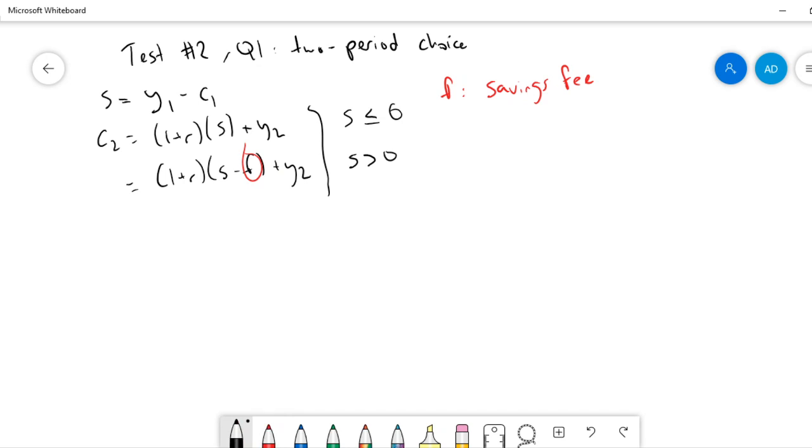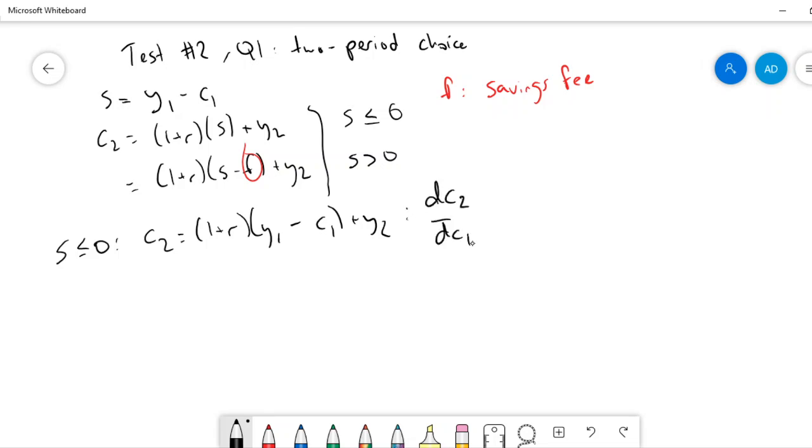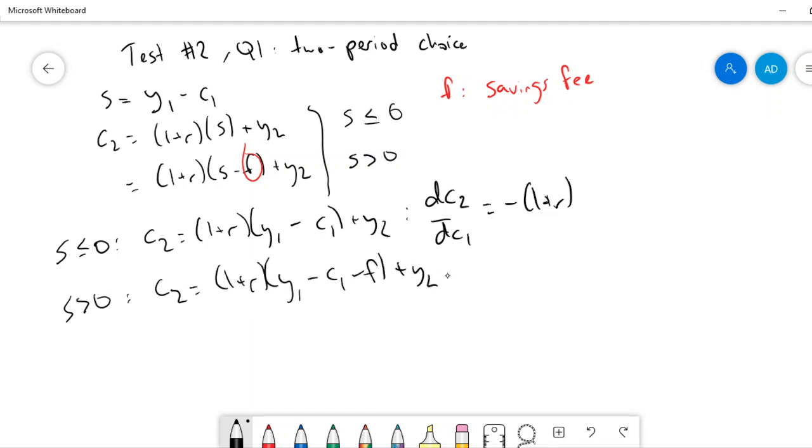Well, the easiest way is to just work with the equations a bit and sub them in, right? If I think of when I'm borrowing, I get C2 equals (1 plus R)(Y1 minus C1) plus Y2. DC2/DC1 is minus (1 plus R). If savings is greater than 0, C2 is equal to (1 plus R)(Y1 minus C1 minus F) plus Y2. And DC2/DC1 is still equal to minus (1 plus R).